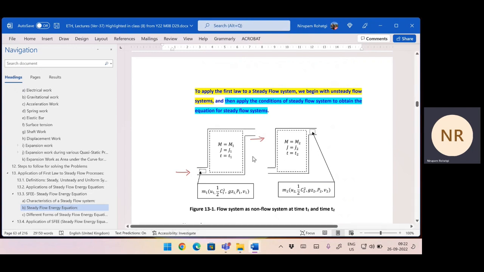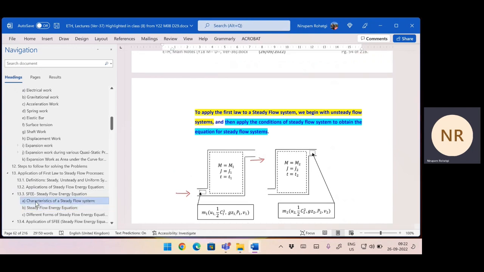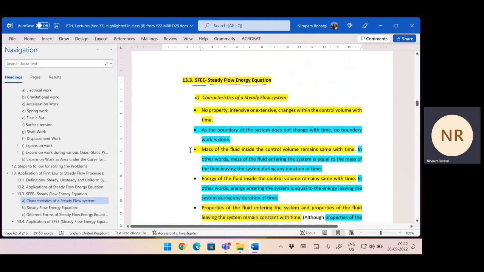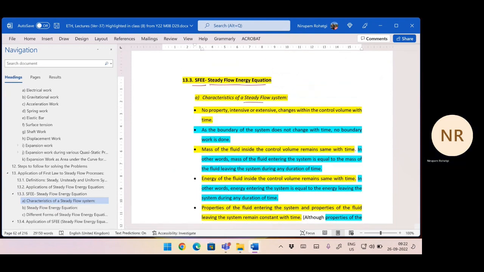Okay. Now let us go about the characteristics. When we say steady flow system, then no property, intensive or extensive, changes within the control volume with time. We have already discussed what a steady flow system is. No property will change with time. Now then there is a boundary also. The boundary of the system does not change with time. And if the boundary is not changing, no boundary work is done.